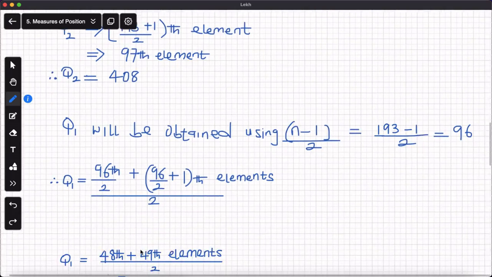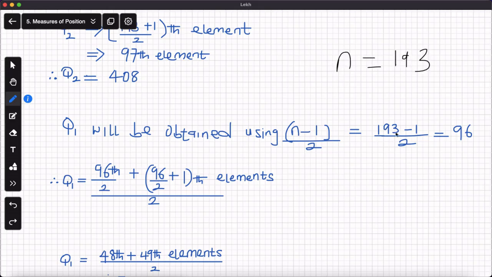So going on, Q1 can be obtained by, we have just one element in the middle this time around because n is actually 193, and that is odd. So we just say 193 minus 1 divided by 2 will be the number of elements we have to the left and the number of elements that we have to the right. So our median will be in the middle, just one observation in the middle. In the previous example, we would have two observations in the middle, but here we have just one.